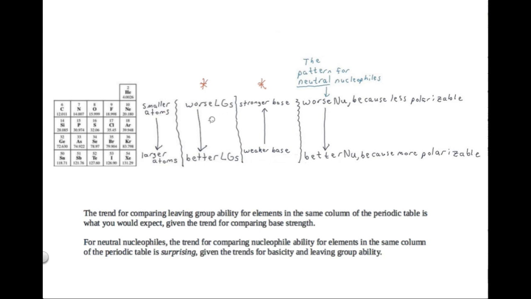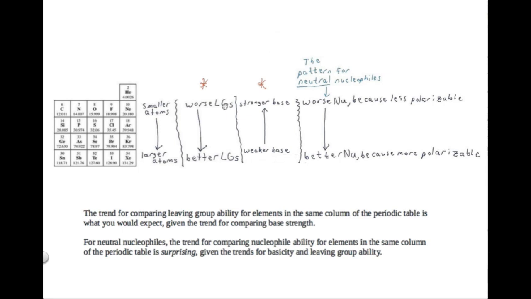Now that might surprise you because it looks like the trends are pointing in opposite directions, but that's what you should have expected. You should have expected that the trend for leaving group ability would be the opposite to the trend for base strength, because leaving groups are kind of the opposite of bases. Do you see why I would say that?